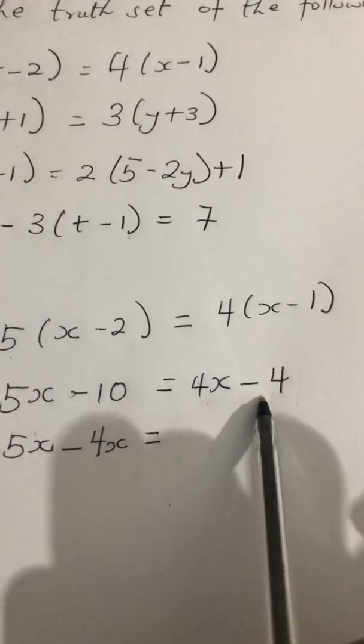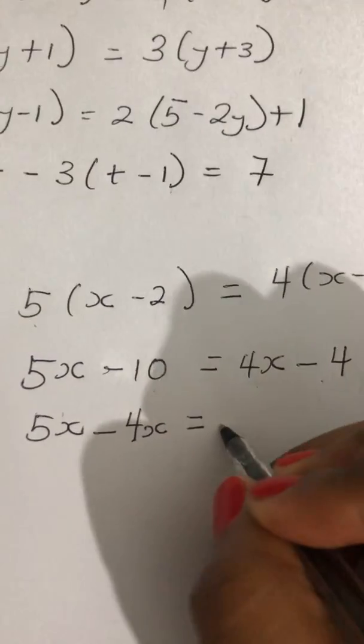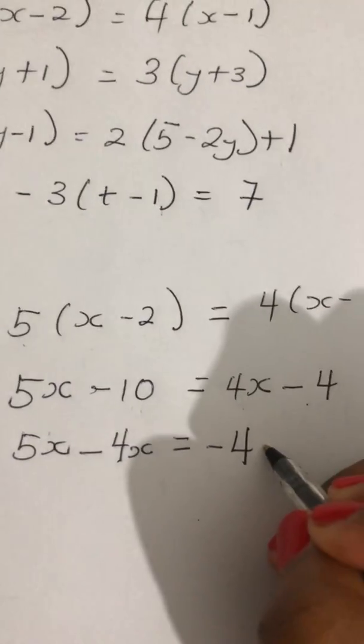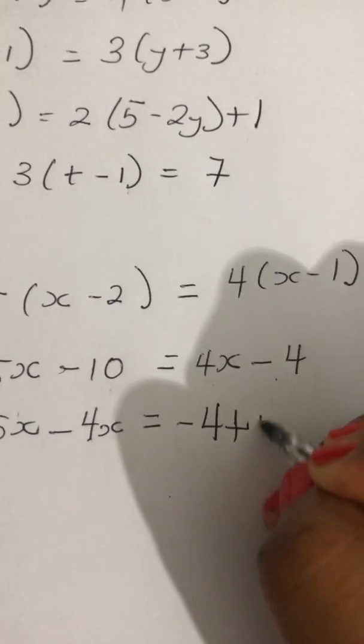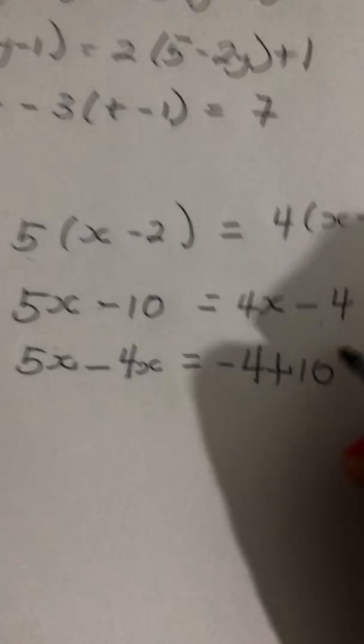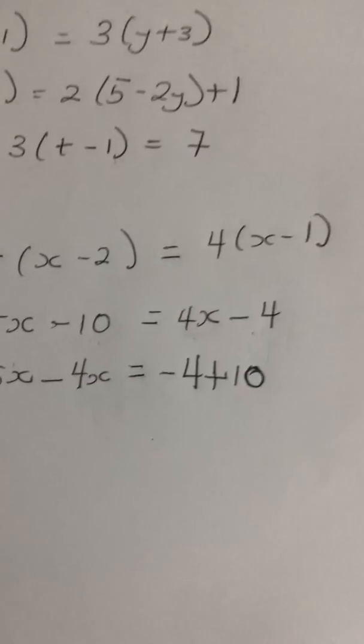So your negative 4 is already here, so that one comes down first. So you have minus 4, then you have plus minus 10, it is crossing, so it becomes a plus 10. You have to write your numbers well.